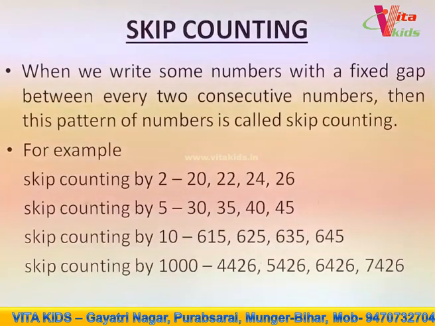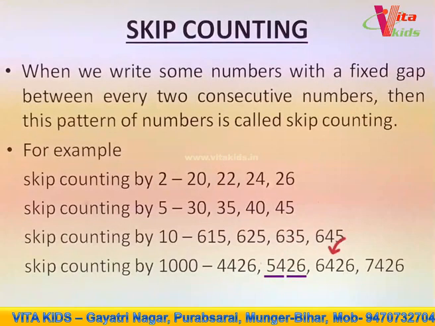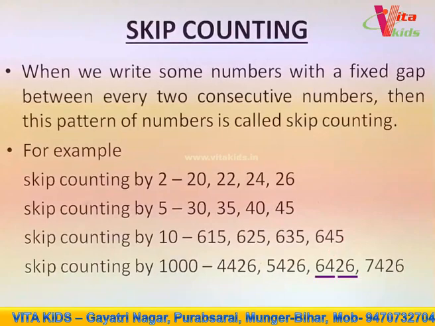Next example is skip counting by thousands. So here the difference between each number is 1000. Let's look at the first number, 4426. And when we add 1000 to it, we get 5426. Then when we add 1000 to 5426, we get 6426. Then when we add 1000 to 6426, we get 7426.